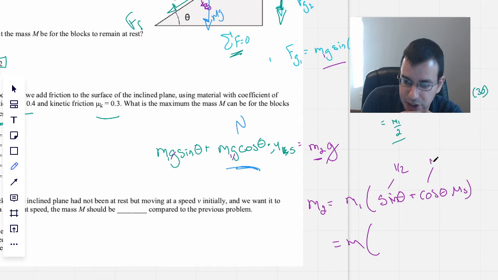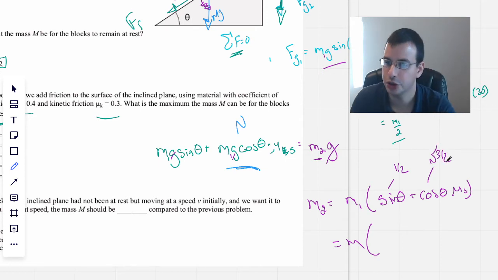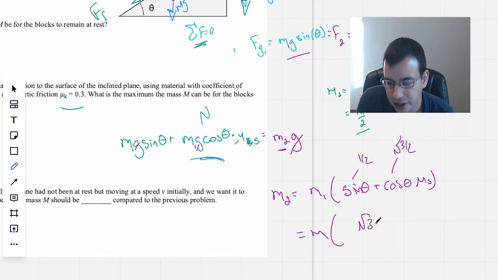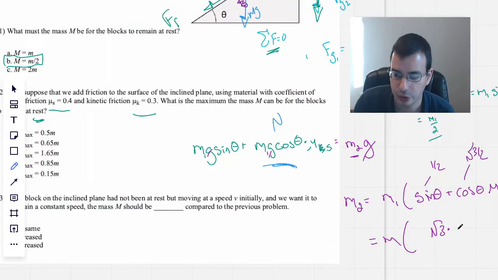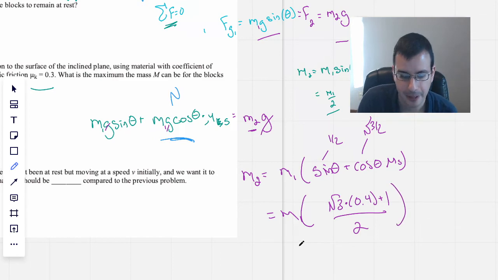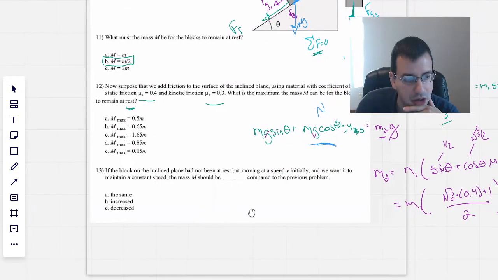1/2. This will be square root of 3 over 2, because we know the cosine of 30 is square root of 3 over 2. And so if we try to combine that, we'll have square root of 3 times static coefficient of friction is 0.4. We were just given that. Times 0.4 plus 1 all over 2, mass 1. Okay? See what our possible answers are.